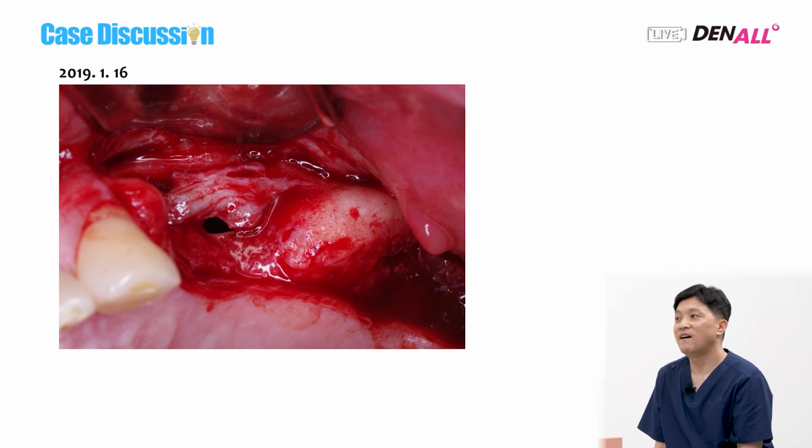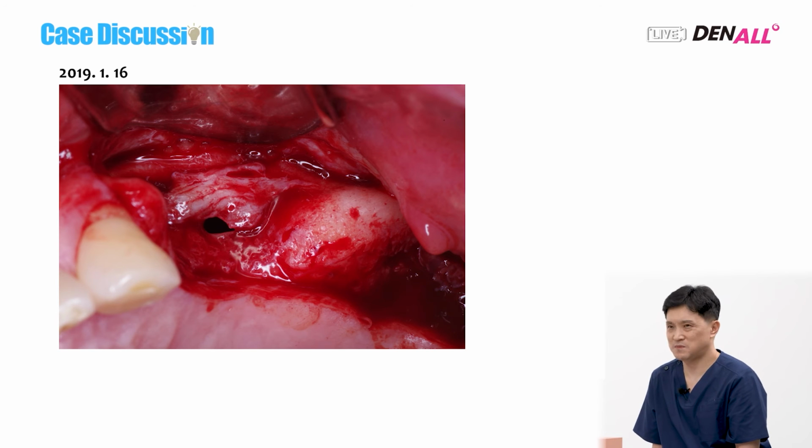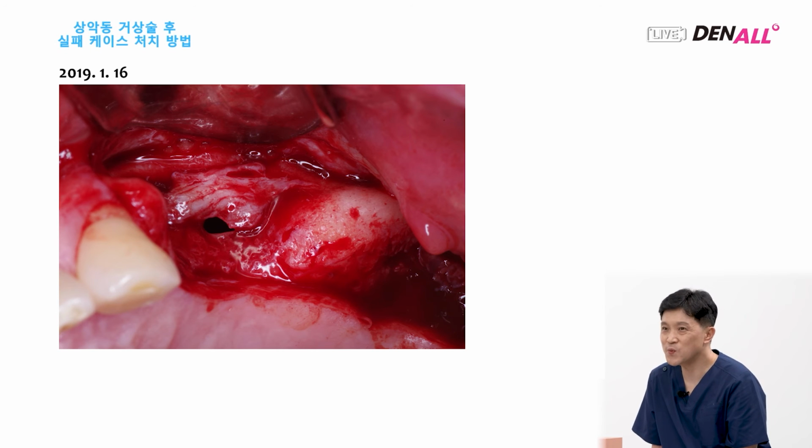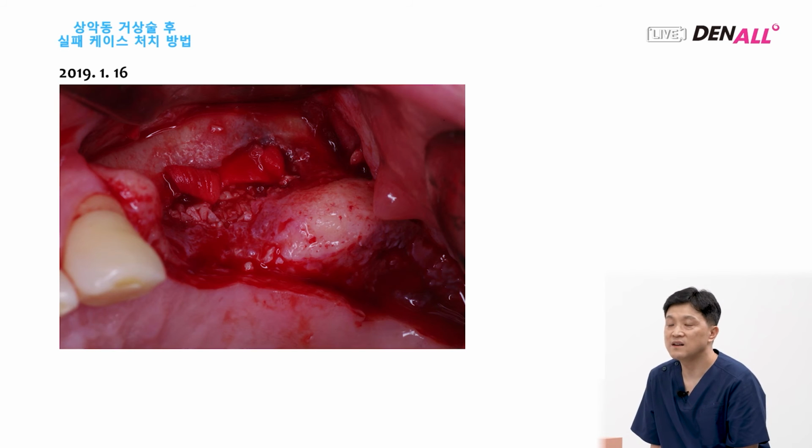As you can see, before the membrane elevation, oral mucosa and sinus membrane are adhered, so if you're not careful, a hole is made. So when they are attached like this, not blunt dissection but sharp dissection using a blade should be done to separate oral mucosa and sinus membrane. Sinus graft is done. The perforated sinus membrane is repaired with collagen.